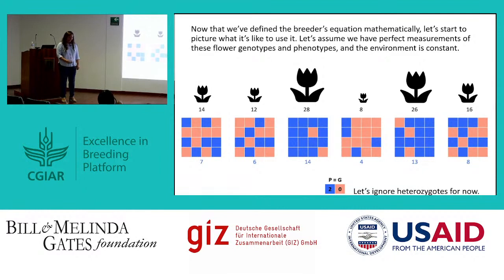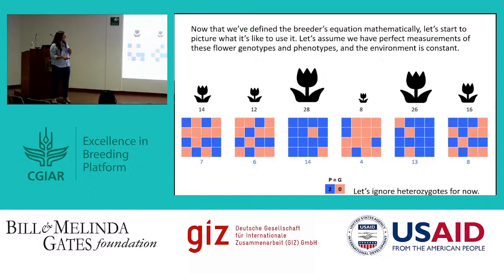Sounds good. All right, so let's sum all this up and do another more visual simulation, okay? So you've defined the breeder's equation mathematically. You can refer to that or anywhere else. But let's picture what it's like to really use it, okay? So in this simulation, we're going to assume we have perfect measures of these flower genotypes and phenotypes, and they're in a constant environment. All right, so this is our flower breeding program.